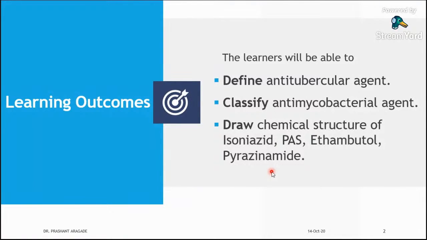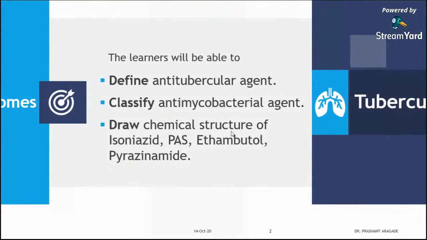Okay, so today we have 3 targets for our lecture. The first target is already over, that is we have discussed the definition of antitubercular agents. Then we are going to discuss the classification of antimycobacterial or antitubercular agents. Then we will discuss how to remember and how to draw the structure of the antitubercular agents. So let's start with tuberculosis.